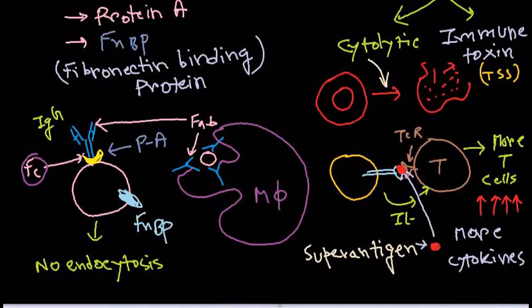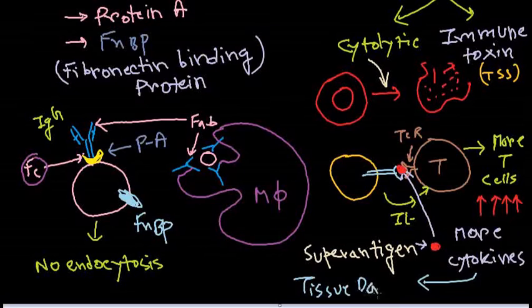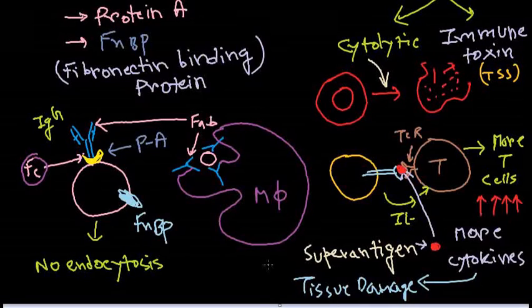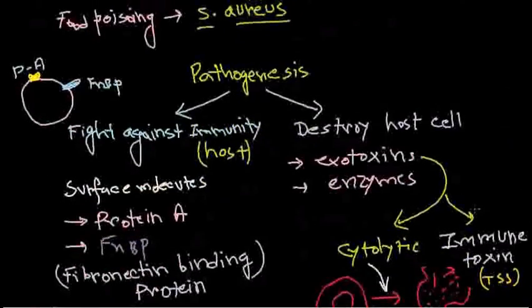As a result of these chemical mediators, it will lead to a certain kind of tissue damage. A certain kind of tissue damage will be associated with these things, and it will cause some disease or some infection symptoms. So these are the major ways the toxins are utilized in this case.